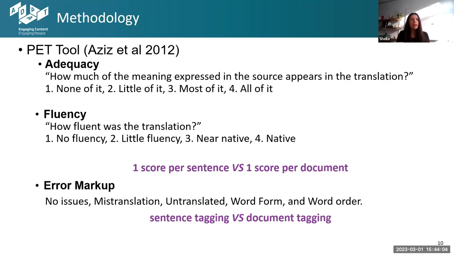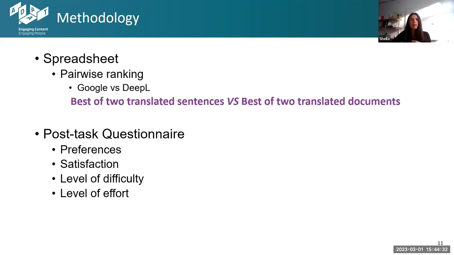that I had. And for error markup, I just worked with a few because I wasn't really interested if the machine translation was good or not. I was just interested in the agreement between the translators and the methodology. So I asked translators to tag the sentence levels, tell me how many errors are there in this sentence, or tell me how many errors are there in this full document. So it was pretty simple what I did.